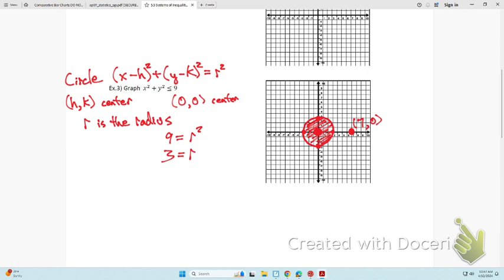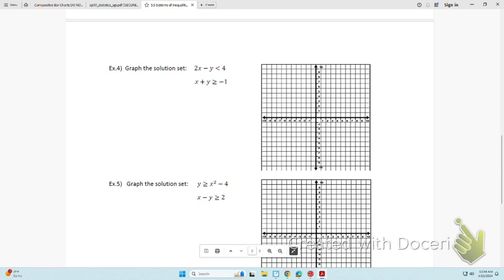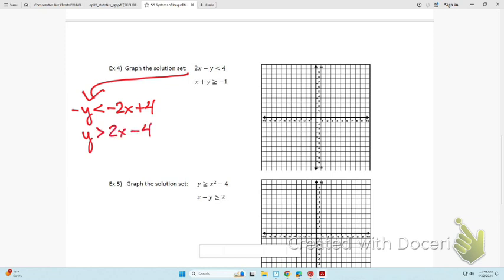All right, let's try a system. All right, we're back to lines. We need to solve both of them for y. So this one becomes negative y less than negative 2x plus 4. Flip all the signs and to greater than, or just divide by negative 1. This one, move x to the right side, and we're ready to graph.